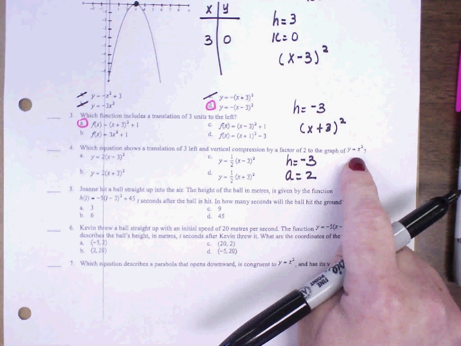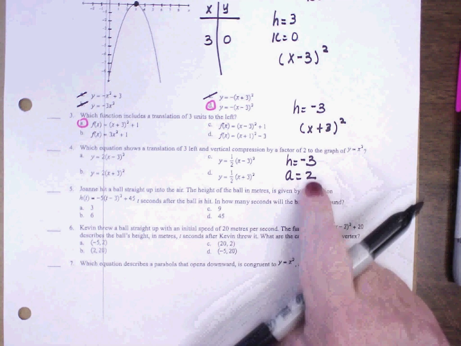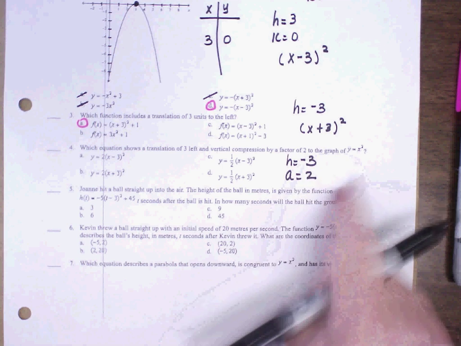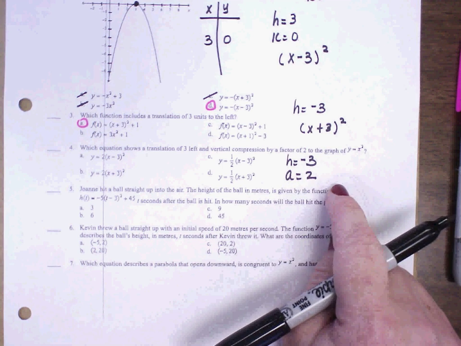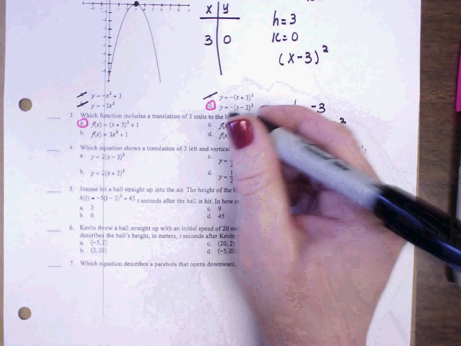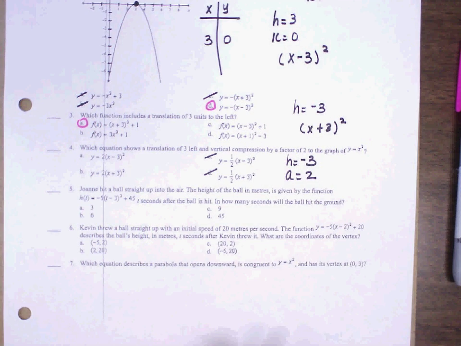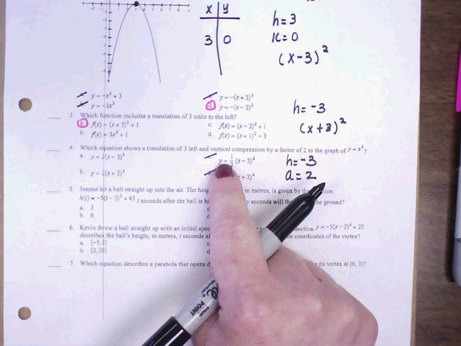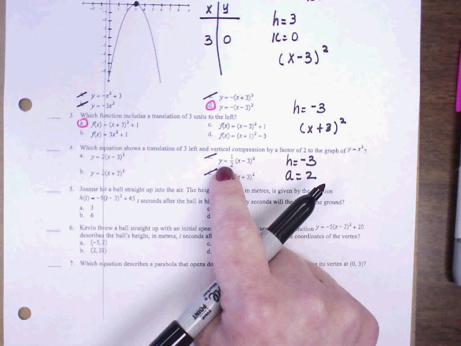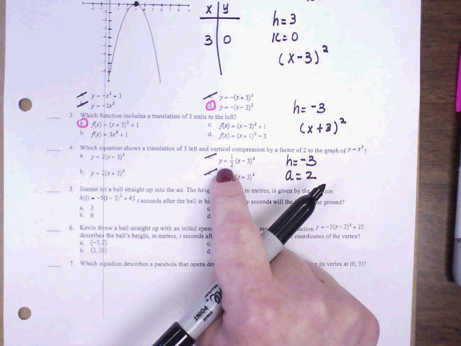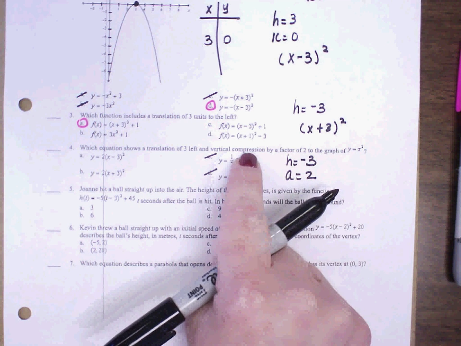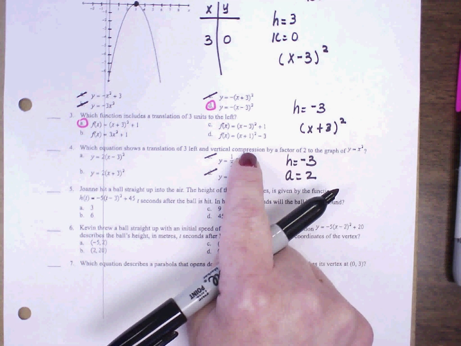That's the parent function, right? This is me, and then that's you guys, right? When I change it, it's you guys. All right. So you can eliminate C and D because it has a vertical stretch instead of a vertical compression, right? I'm sorry. It should be vertical stretch, not compression, right?